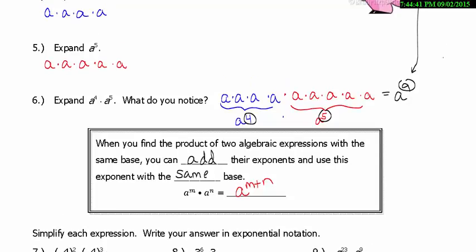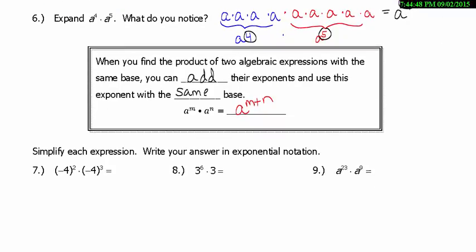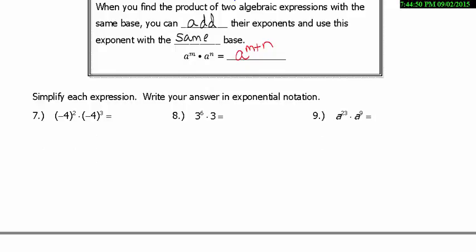So let's apply our shortcut. We call this the product of powers because we're multiplying two powers. For the next few questions, in number 7, we have negative 4 to the second power multiplied by negative 4 to the third power. So keep the base the same. We have negative 4, and we must have parentheses around that. And it's all being raised to the fifth power because 2 plus 3 is 5.